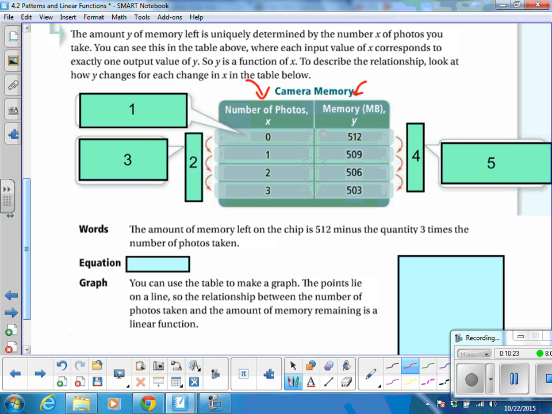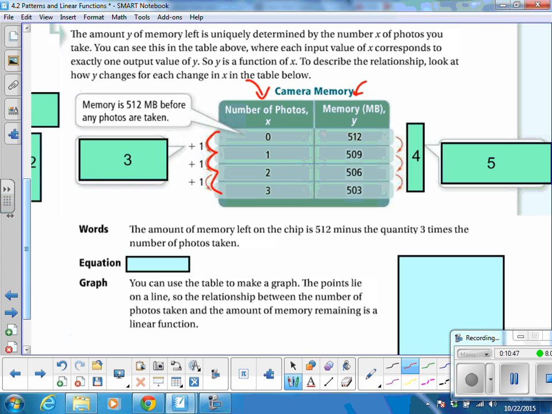You can press pause and play this out if you'd like, and then come back and see how you did. I'm going to keep going though. All right, so this shows us, number one, the memory is 512 megabytes before any photos are taken. So that's nice. If we know where our 0 is, that tells us something about our equation. The second thing is we look for a pattern. It is changing by 1 each time. The third thing we can recognize here is the independent variable x increases 1 each time. And that tells us something, so that's good.